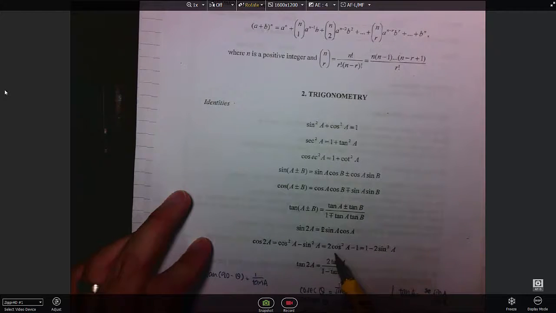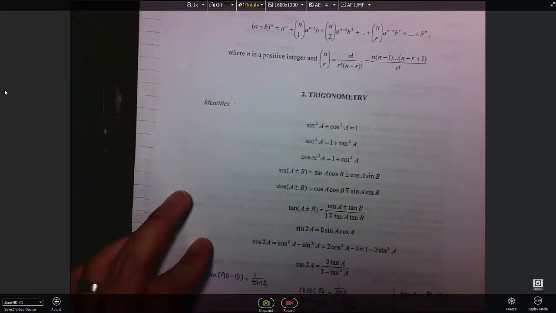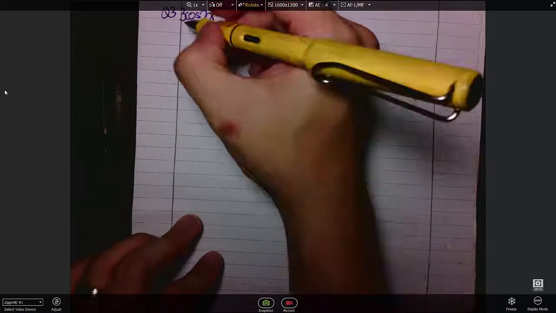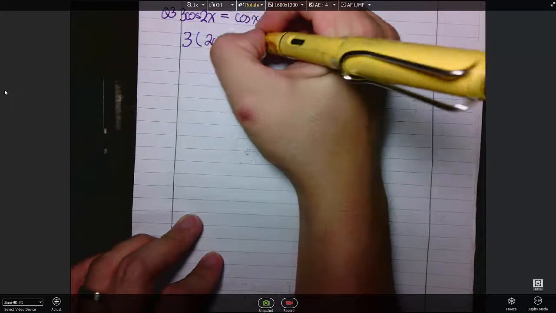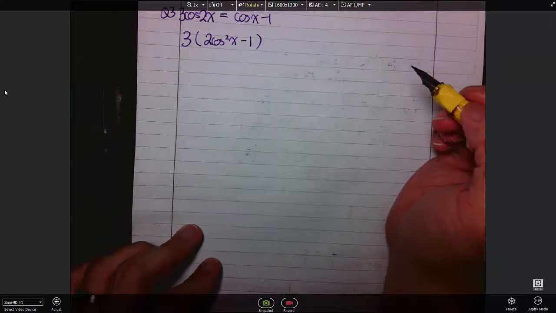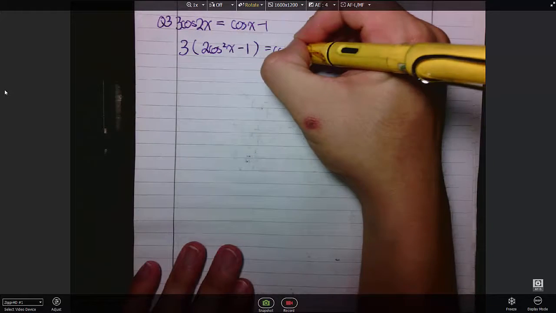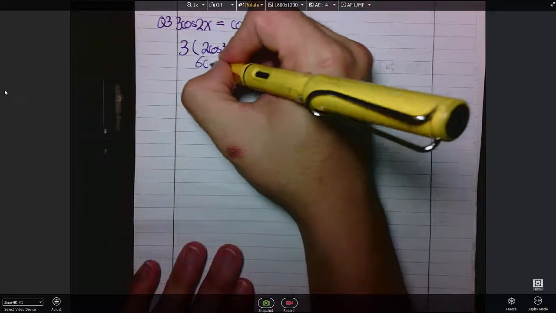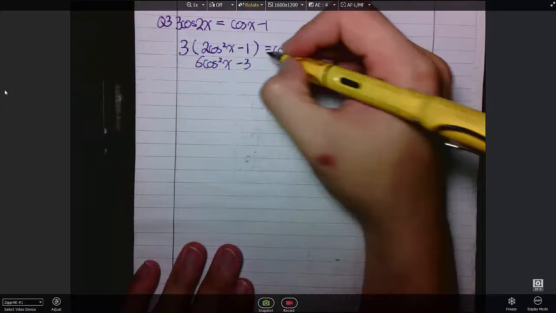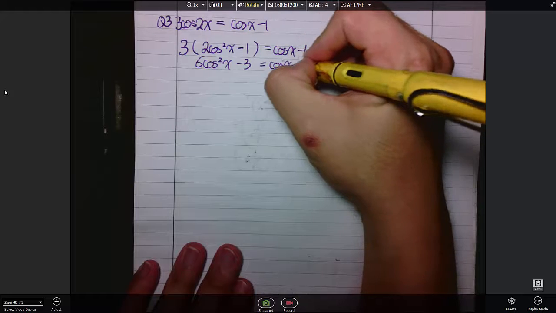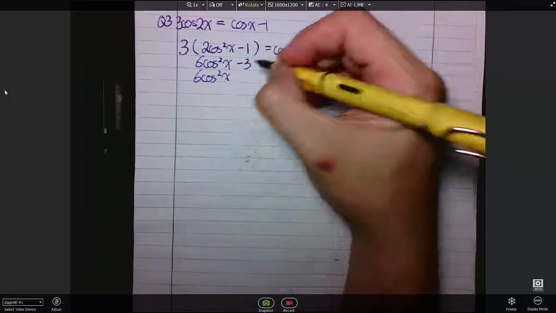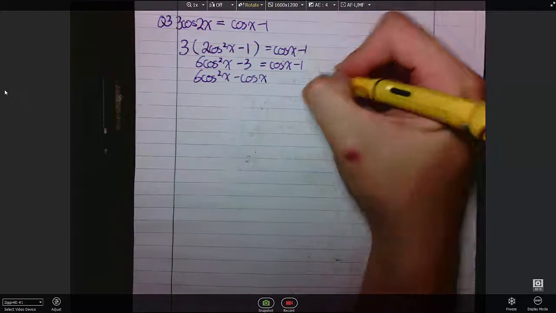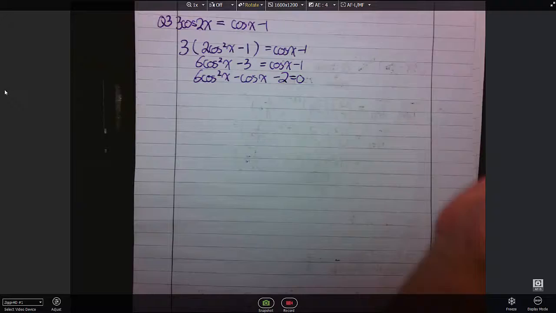In this case, I'll choose 2 cosine squared a minus 1 because I want the entire equation to be in terms of only cosine a. So in this case, 3 times (2 cosine squared x minus 1), having applied the double angle formula there, is equal to cosine x minus 1. Then I expand the brackets, and I get 6 cosine squared x minus cosine x minus 2 is equal to 0.